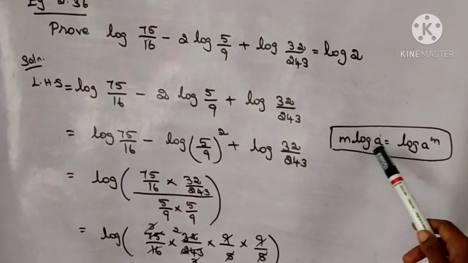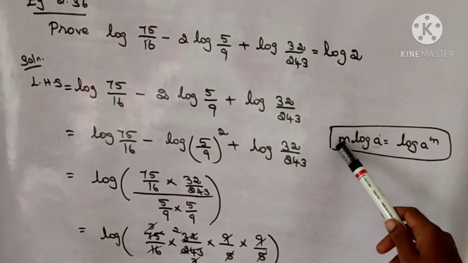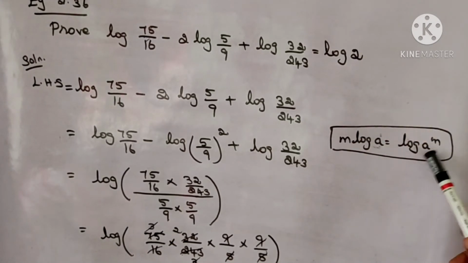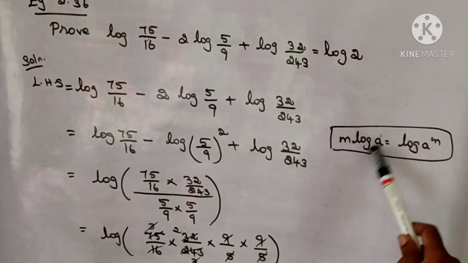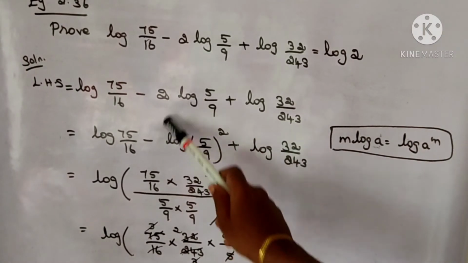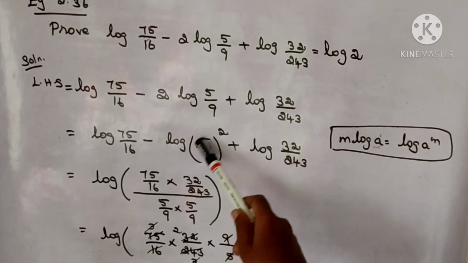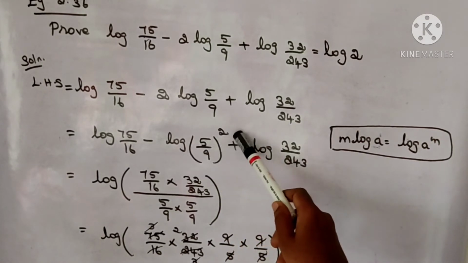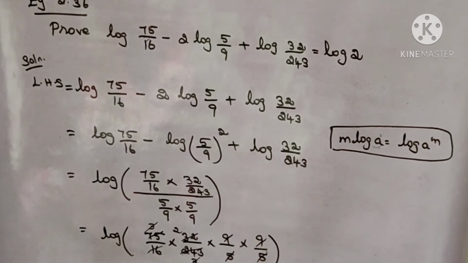We already know m log a is equal to log a power m, where m is the index. So this result you can substitute here. So 2 log 5 by 9 is log 5 by 9 the whole square. Okay. Next we substitute the product rule and the quotient rule.